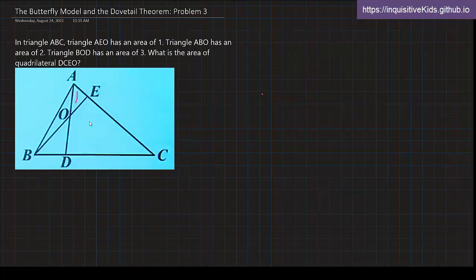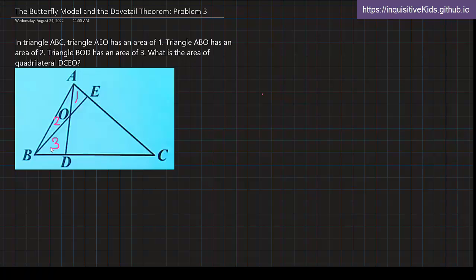Sorry for my writing. I'm using a brand new mouse that I just got, so I'll go back to the touchpad. So here's 2. And triangle BOD has an area of 3. We're trying to find quadrilateral DCEO.